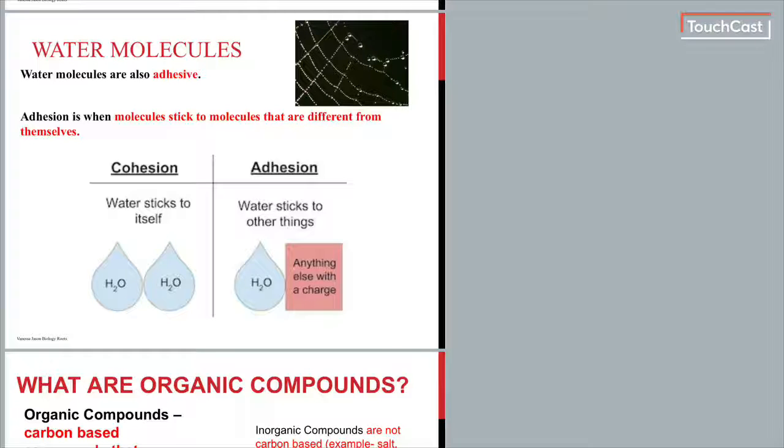Water molecules are also adhesive. A great example of the adhesion properties of water is when you get condensation on the side of your glass in a hot day. That is water sticking to something that is not itself. Or think of an adhesive on a Band-Aid. Your arm isn't made out of Band-Aids, yet it still sticks to your arm. That's adhesion. Adhesion is when molecules stick to molecules that are different from themselves.